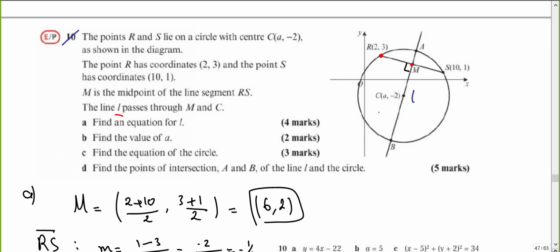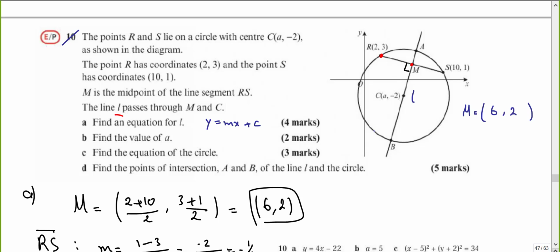So here again, part A, the equation is y equal mx plus c. You need a point on the line that would be the midpoint M. And for the midpoint here, Adam, we use capital M, not small m. Small m means gradient. So we add 2 and 10, that's 12 over 2, so it's 6. 3 and 1, 4 over 2, that's 2. So the midpoint here is 6 and 2.